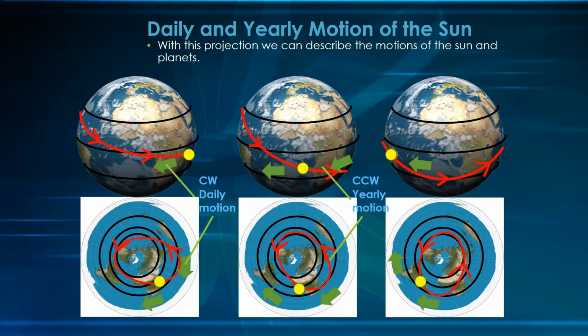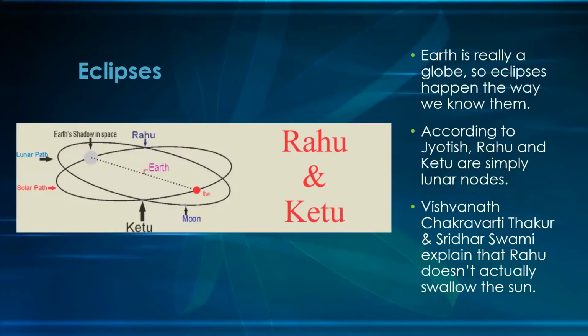So this yearly motion, we can see it. Now the eclipses. How do we understand the eclipses? Well, if you understand that the Earth is really a globe and not a plane, then we will see that the eclipses happen in the way that we usually know them. How is that? Right here in the center, there's the Earth. And if we take this to be the solar path, and then the lunar path, this other one, then at these points where the solar path and the lunar path meet, we can call Rahu and Ketu.